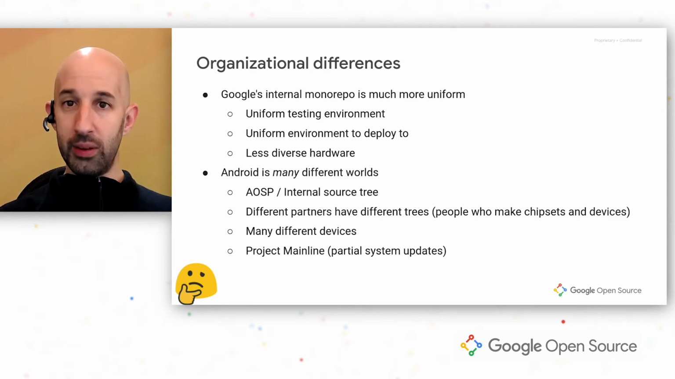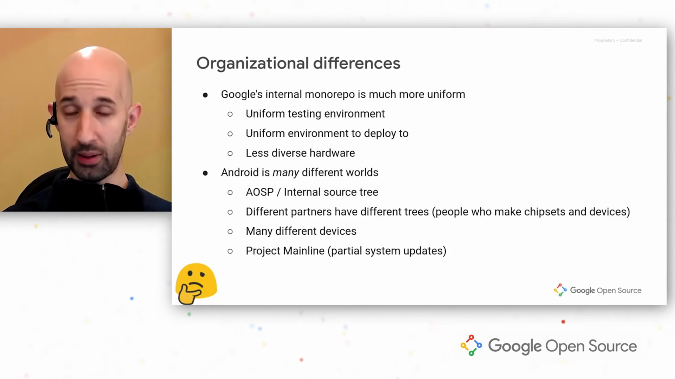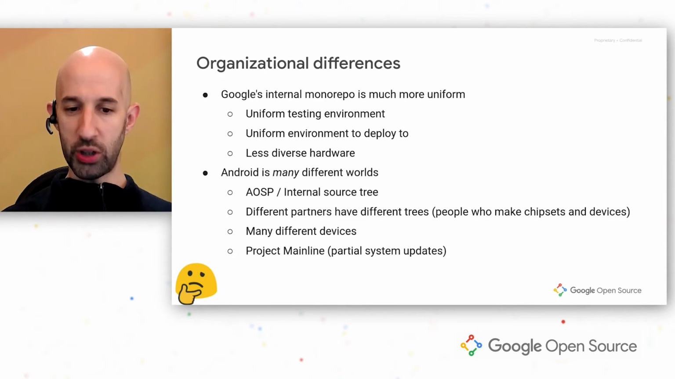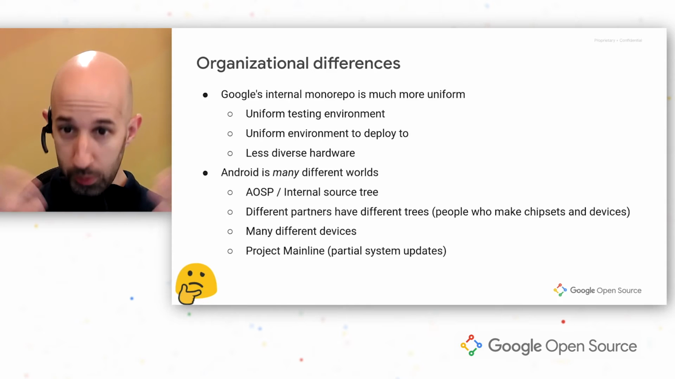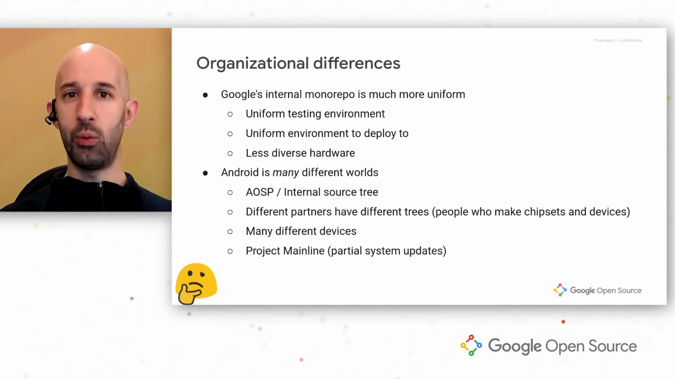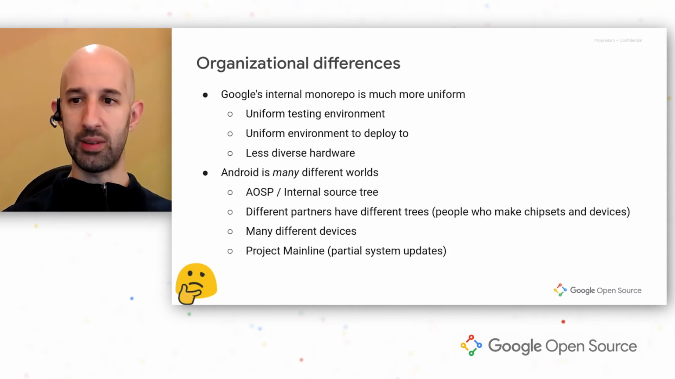And there is also the effort to build parts of Android separately, such that they can be deployed separately to the actual devices. That is to say, to do partial system updates, which is called Project Mainline. In order to be certain that a part of the operating system can be deployed separately, it also has to build separately, which is yet another way to slice and dice the source tree.